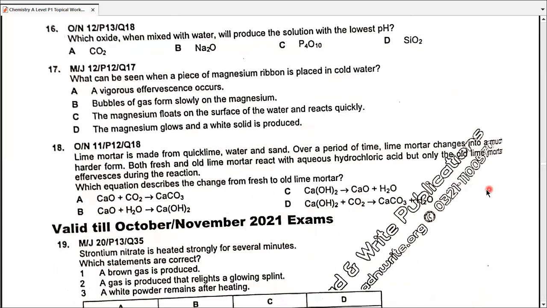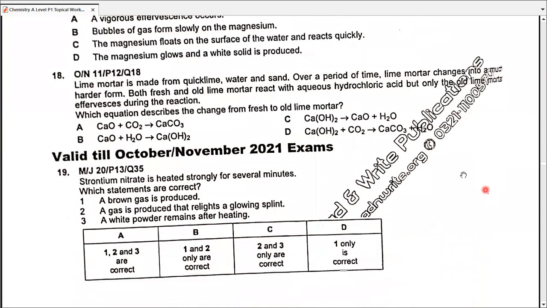17 is too easy. 18 is easy, but let's go with it since I guess this is the first time you're working with lime mortar. Lime mortar. So go ahead. Lime mortar is made from quicklime, water, and sand. Over a period of time, lime mortar changes into a much harder form. Both fresh and old lime mortar react with aqueous hydrochloric acid, but only the old lime mortar effervesces during the reaction. Which equation describes the change from fresh to old lime mortar?